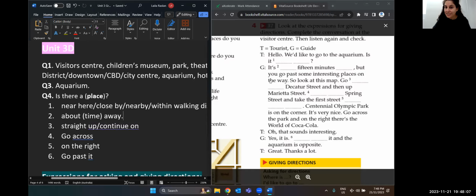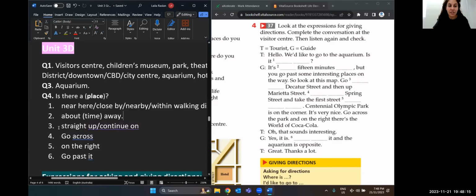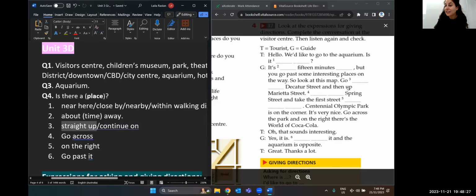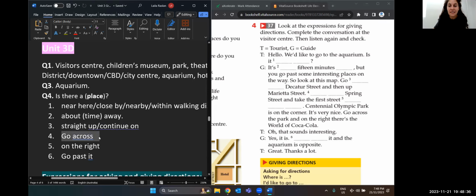But you can go past some interesting places on the way. So on the way. So look at this map. Go straight up. It just means continue. Go straight up Decatur Street and then up Marietta Street. So up is like continue. Number 4, go across. So that means I need to cross the street. From one side of the street, I need to go to the other side. So go across Spring Street and take the first street.